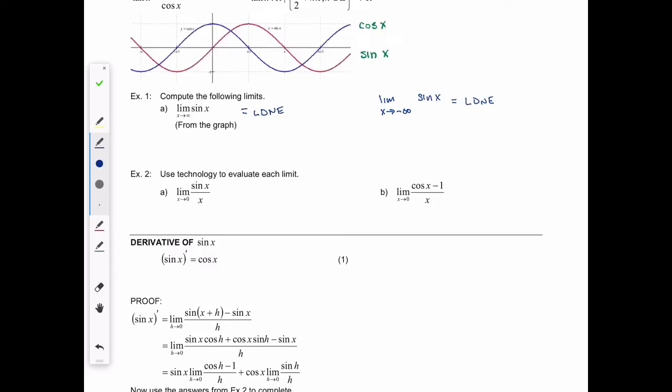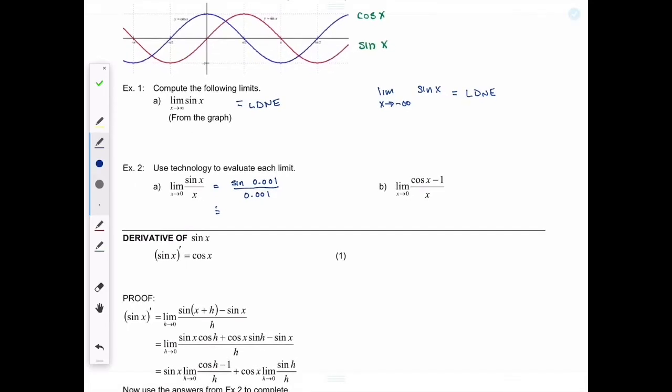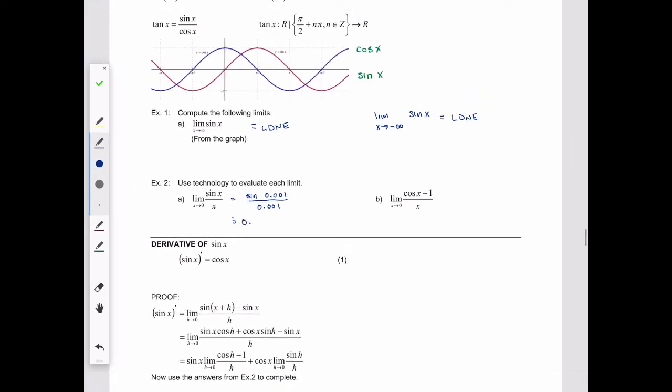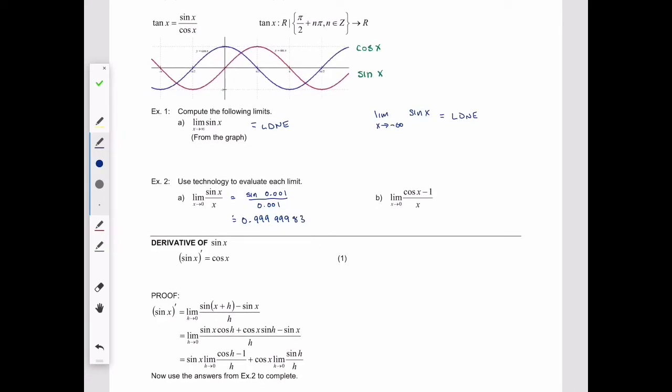For example number 2, it says use technology to evaluate each limit. So I'm going to go about this a slightly different way. I'm going to do it as a one-sided limit. I'm going to say that this is equivalent to saying the sine of x, and x is going to be a really small number. I'm going to pick 0.001, and I'm going to put that over 0.001. That's for x. And if we put that into our calculator, we're going to get a number that looks something like 0.123, 1, 2, 3, 1, 2, 3, 3 nines, and then 8, 3 repeating.